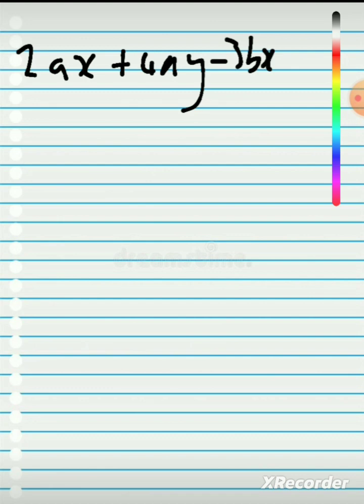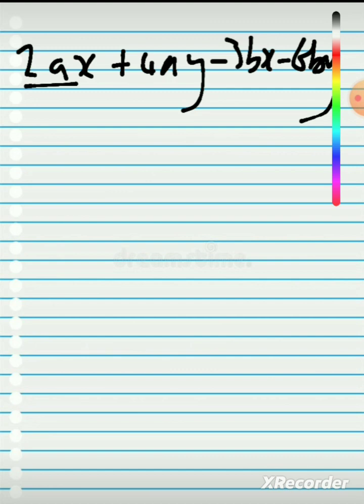We go to question F. This is different. So we have 2ax plus 4ay minus 3bx minus 6by. So this is the type that has four terms. The type that has four terms where you have to factorize these two if they are factorizable. If they are not, you need to rearrange so that you have two terms that you can factorize.